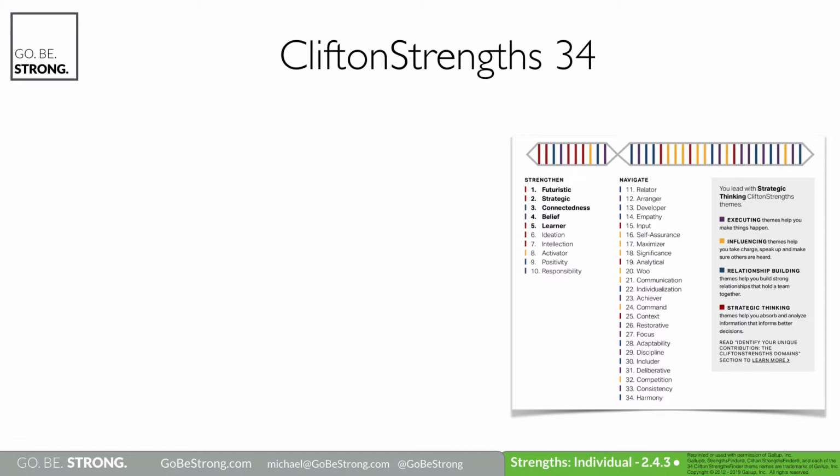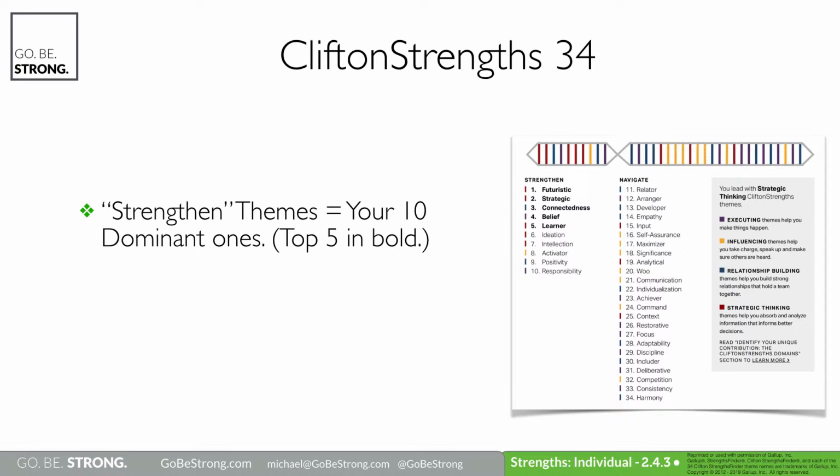So here's a view of what the 34 report looks like. You'll see on the left-hand side, we've got strengthen. In bold are your top 5. We talk about those frequently. But the best part of this report is it shows the next 5. It shows 6 through 10. And those are really your dominant strengths.